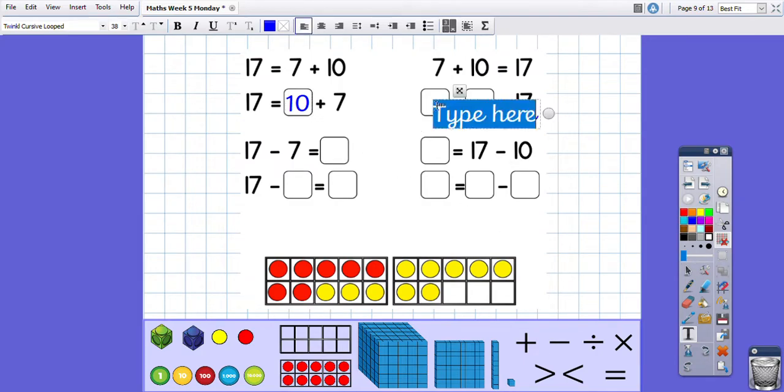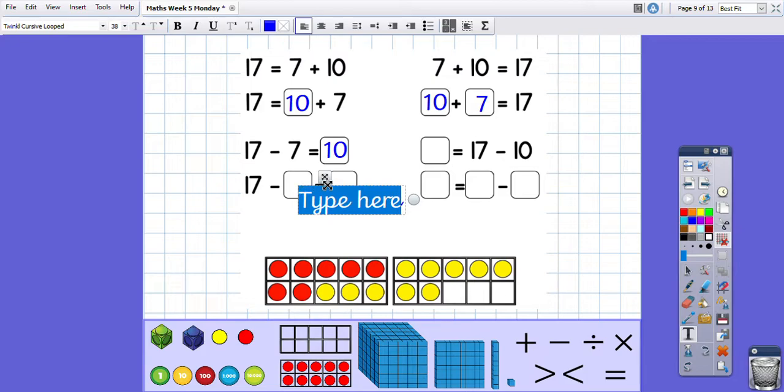So I also know that that's going to be the opposite way around. That's going to be 10 add 7. I know that 17 take away 7 is going to be 10 because all of these facts are related. They are the same numbers, the same three numbers, sorry. 17 take away 7 equals 10.